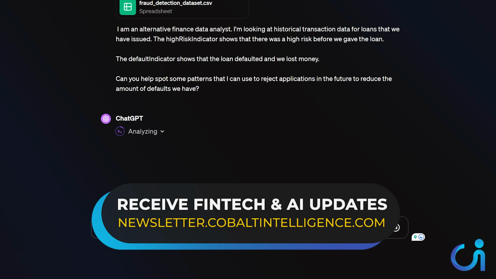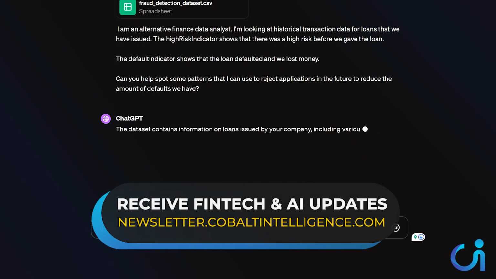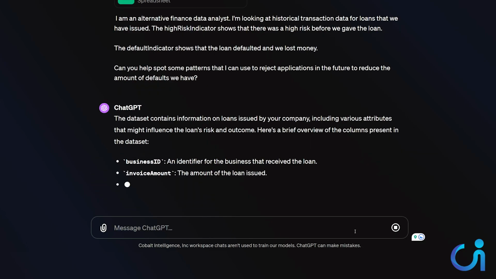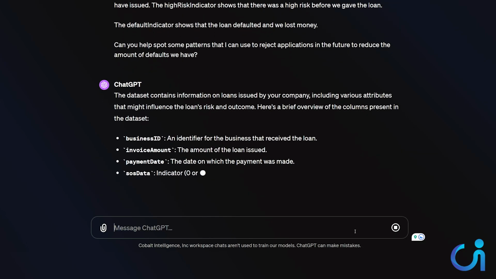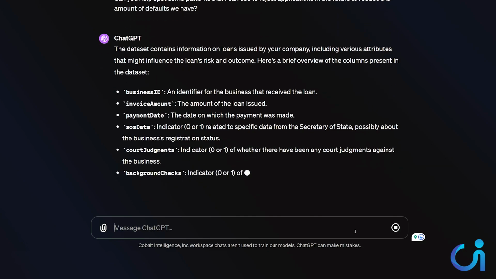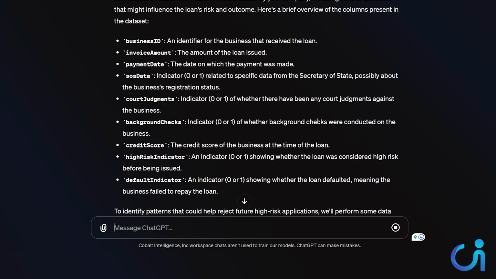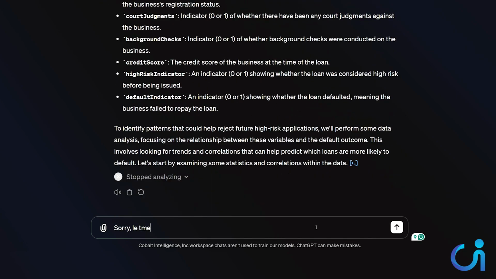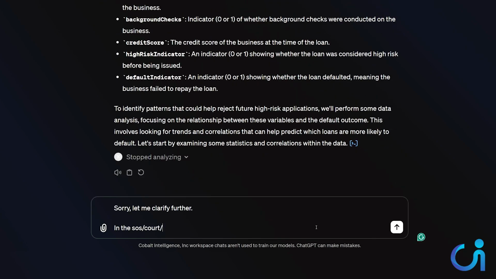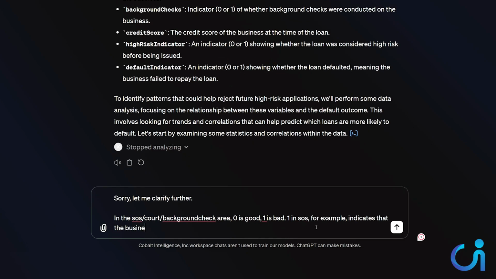Again, this is a small sample set. We had 100, probably not exactly, but if I was you, this is something I would be thinking about. Hey, why do I need to hire a data analyst to do this when I can use ChatGPT as my data analyst? It's going to go through here. I probably need to explain more about the 0 and 1 indicators. Let's see if it's assuming these things. Sorry, let me clarify further. For SOS, court, background check, area: 0 is good, 1 is bad. For example, 1 indicates that the business was not found or was in bad standing.